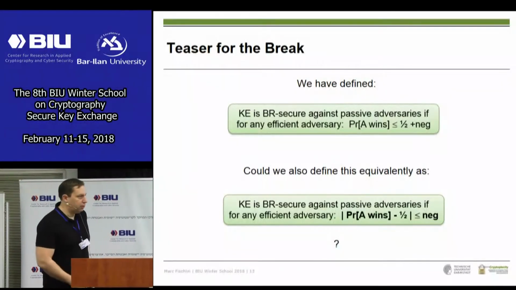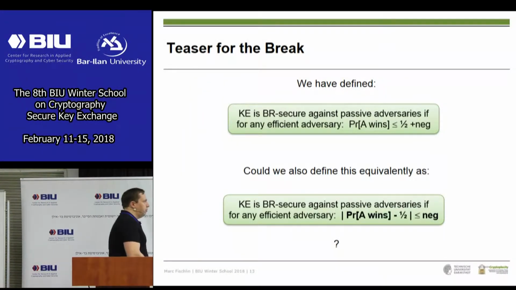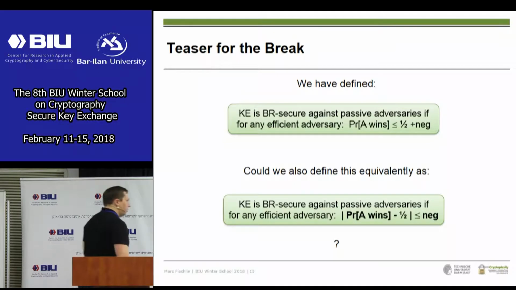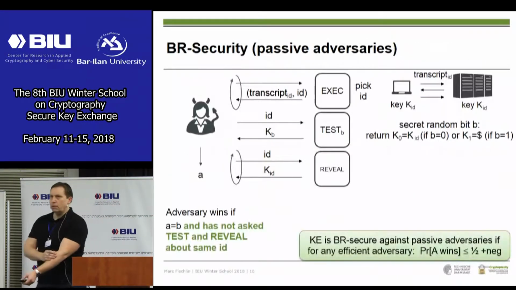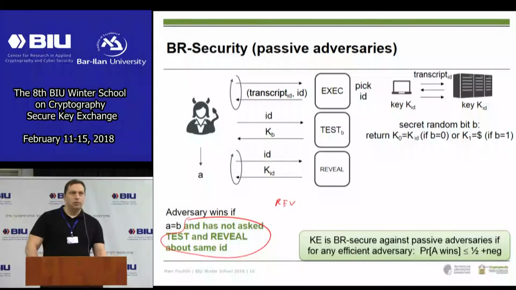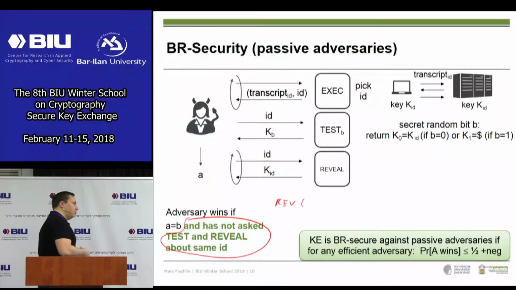So before the break, I asked you this question. We define security with: the adversary cannot win with probability half, versus the absolute difference from a half is negligible. So is this the same? The problem lies in this thing, right? The adversary could deliberately choose to lose.